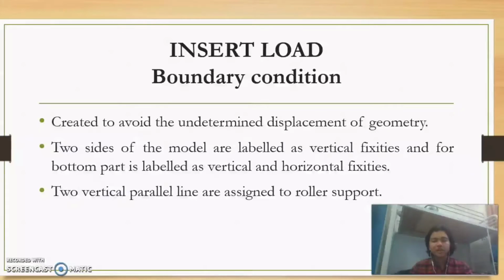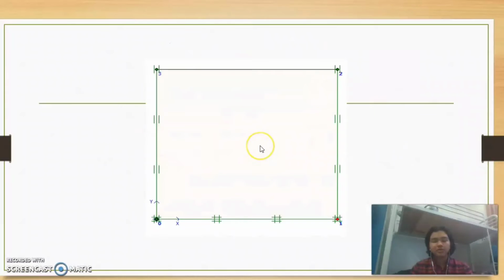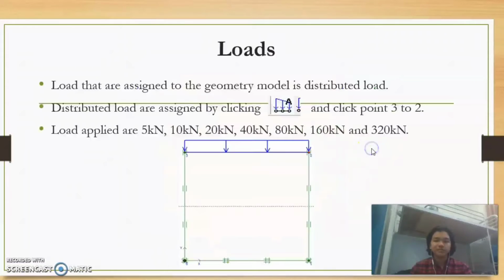The two sides of the model are labeled as vertical fixities, and for the bottom, vertical and horizontal. Two vertical parallel lines will be assigned to a roller support. So this is the boundary condition for our group: vertical on the left, vertical on the right, and vertical and horizontal at the bottom. Then we will apply load to our model.